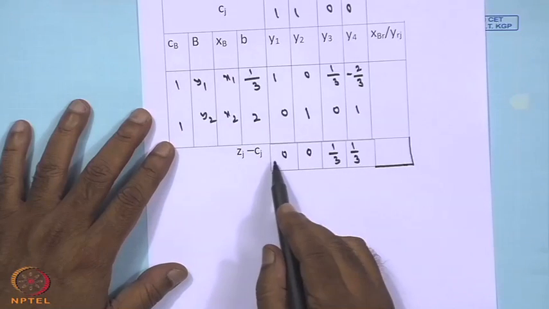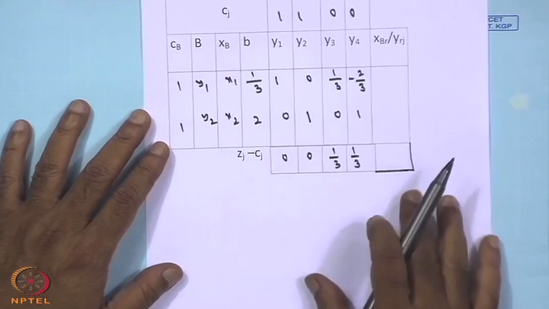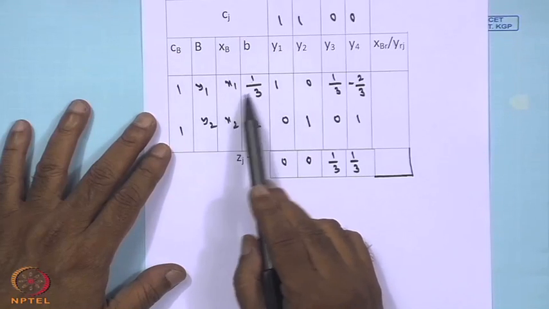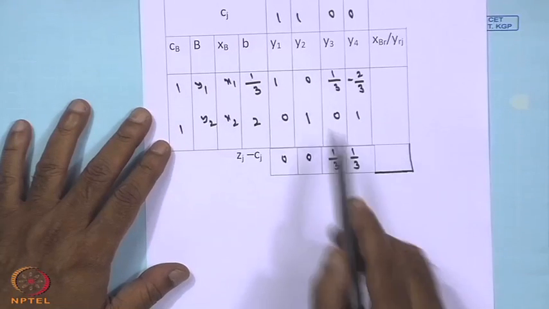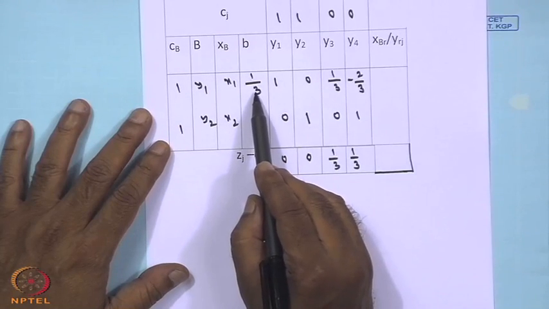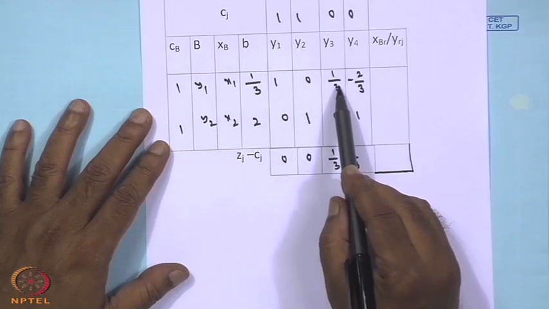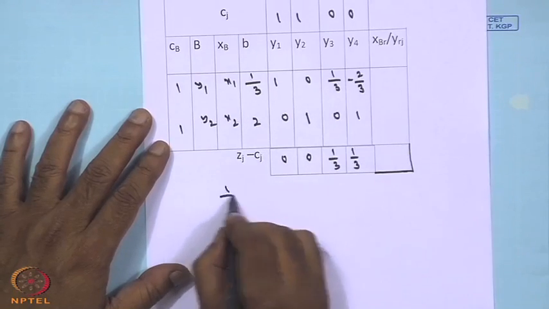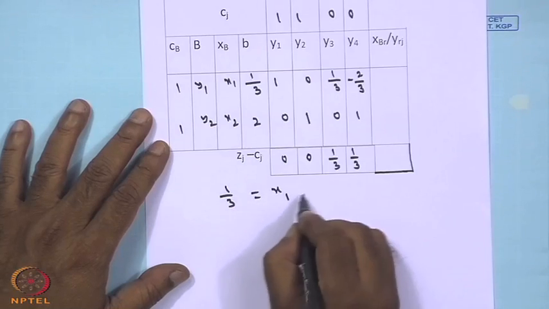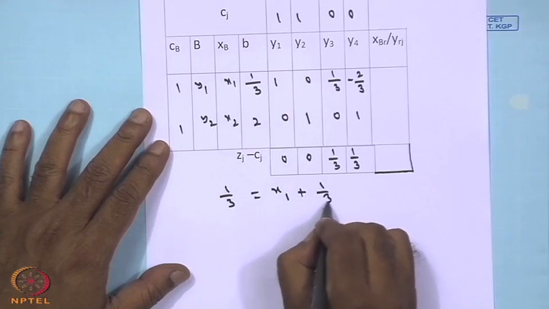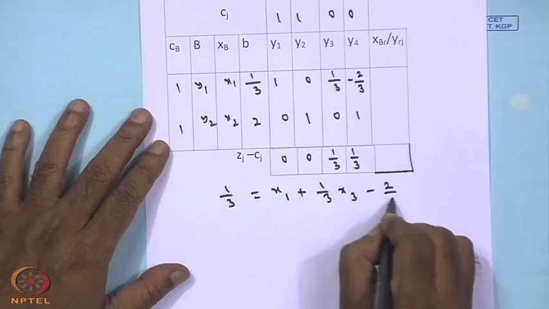So, zj minus cj is greater than or equal to 0, but the solution is not feasible because x1 is having a fractional value. x1 means this row represents 1 third equals x1 plus 1 third x3, that is 1 third equals x1 plus 1 third x3 minus 2 third x4.